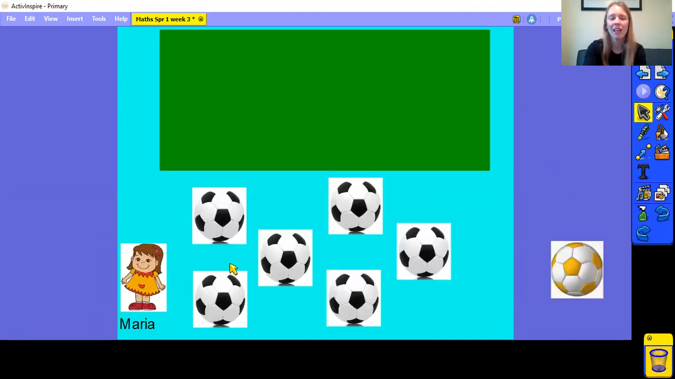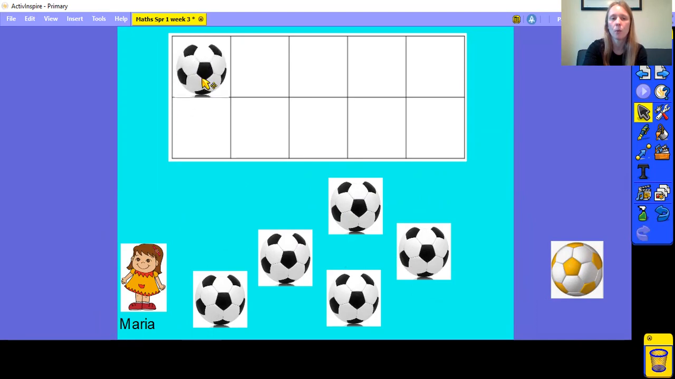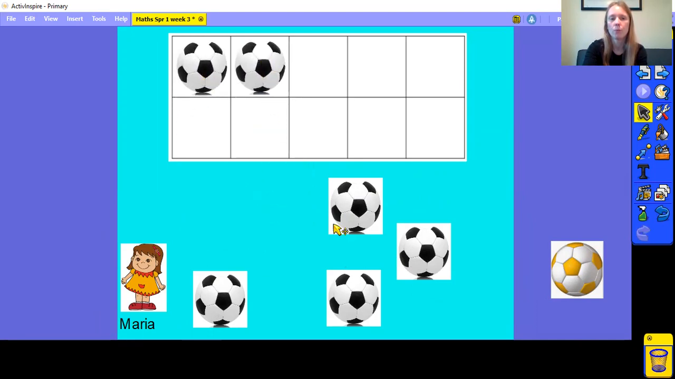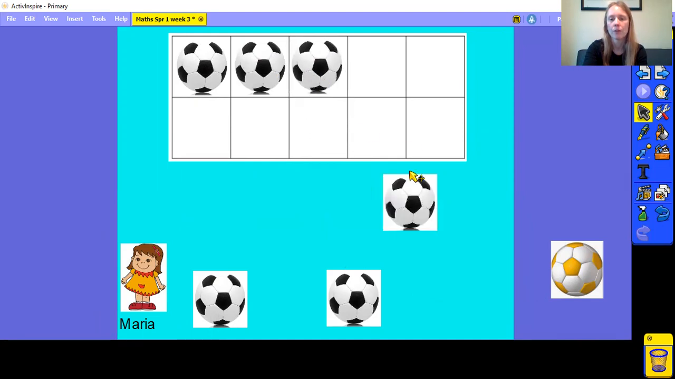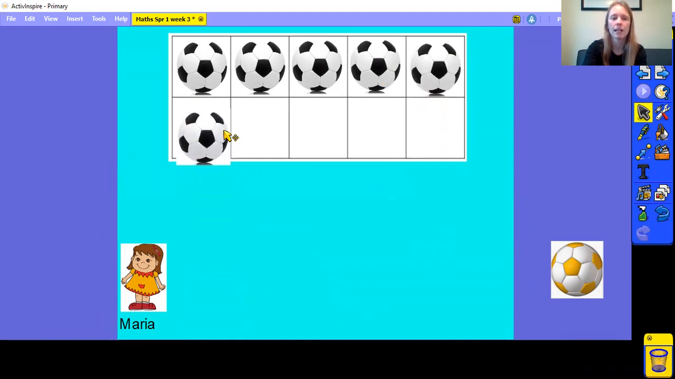Let's have a look. Here is Maria. Maria has some footballs. Let's have a look and use the 10 frame to help us. So first, let's see how many footballs Maria had first. Those are the black and white footballs. Let's put them onto the 10 frame. 1, 2, 3, 4, 5, 6. First, Maria had 6 footballs.